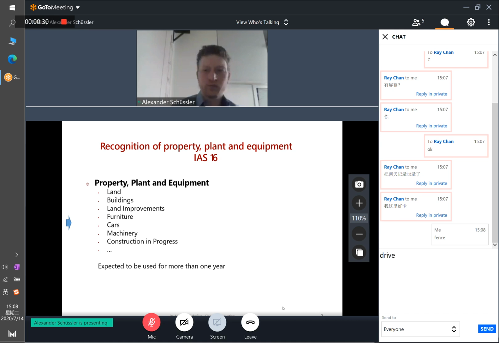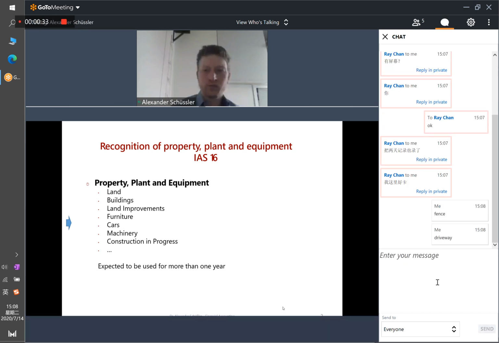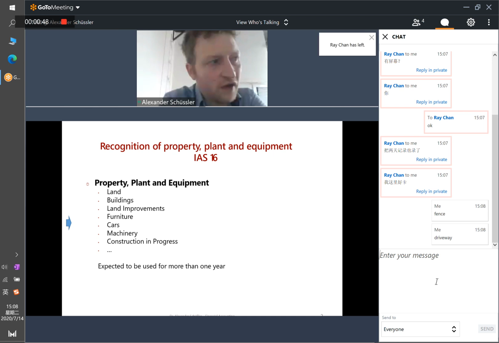Yeah. So Liang says it's a fence. It's everything which sits on a land and which kind of improves the land. So it could be a fence, it could be a sign, it could be a driveway. Yeah, whatever. Yeah, good.